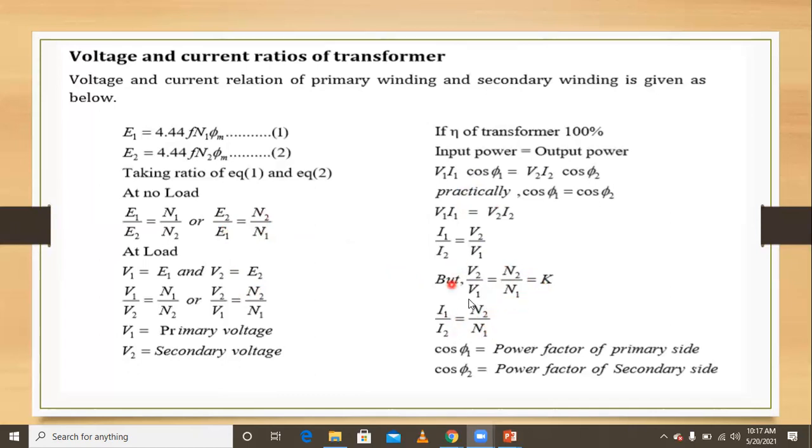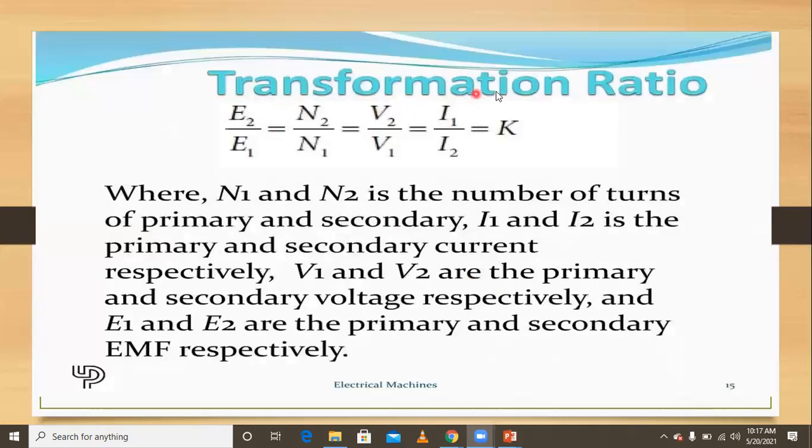From these relations, the transformation ratio is E2 by E1 equal to N2 by N1 equal to V2 by V1, and that is equal to I1 by I2, equal to K. Understood? This is called the transformation ratio. One more ratio is called the turns ratio. Turns ratio and transformation ratio are different. The turns ratio is N1 by N2, denoted by small a, so a is equal to N1 by N2.